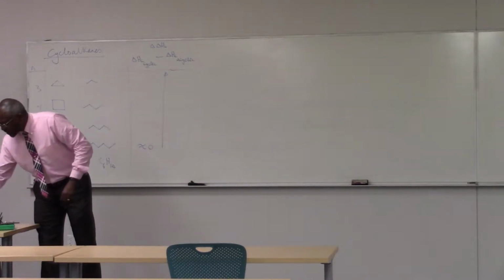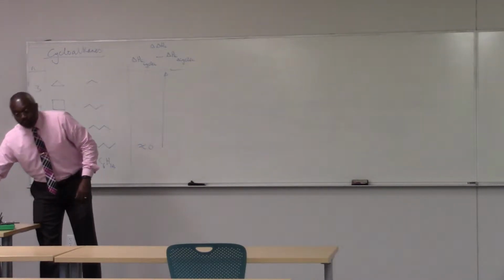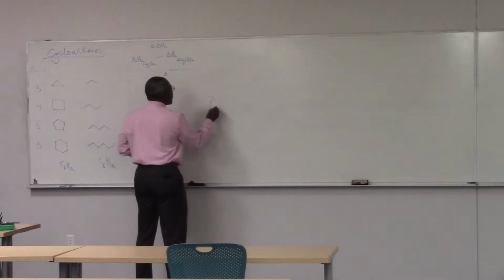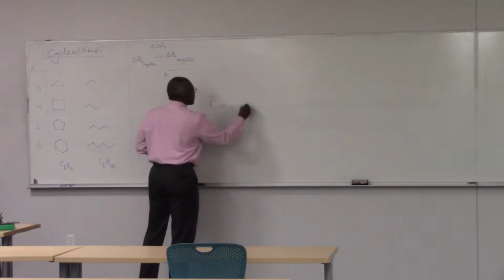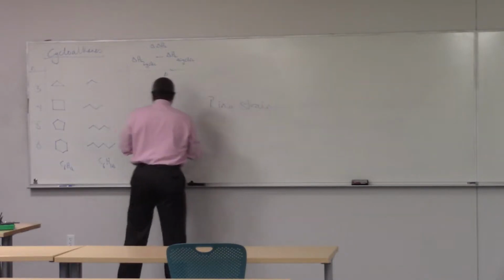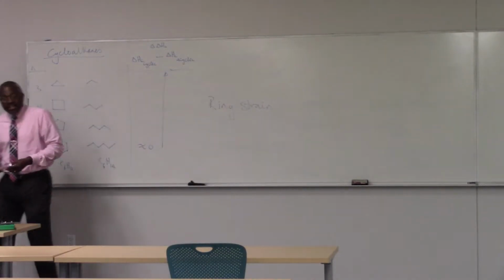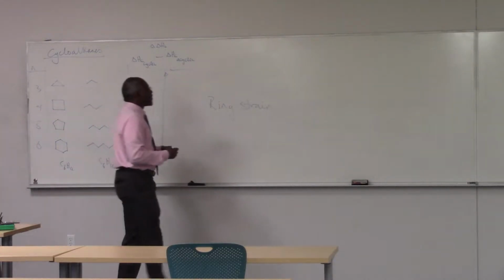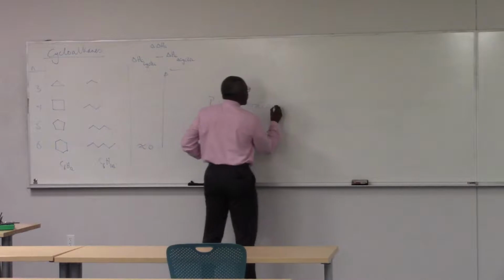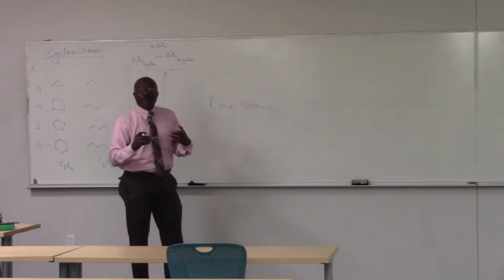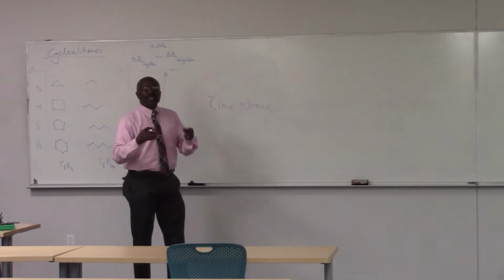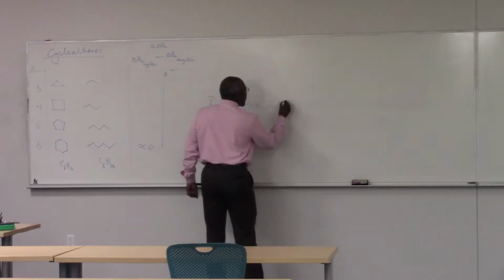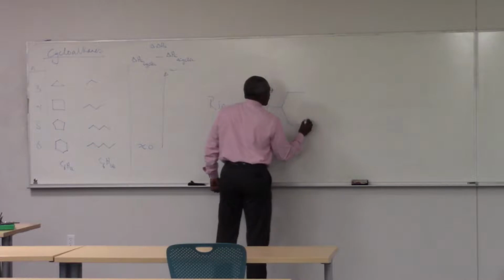And the answer is that it has to do with what's called ring strain. And strain suggests high energy, right? So straining to lift something is a high energy state. Ring strain is the strain, the discomfort associated with being cyclic. And it turns out that ring strain has two origins.